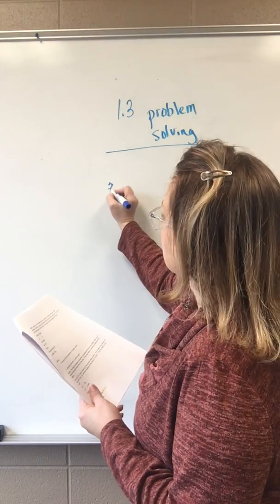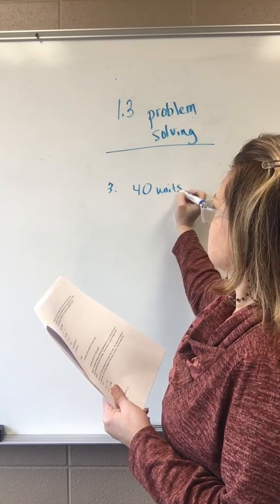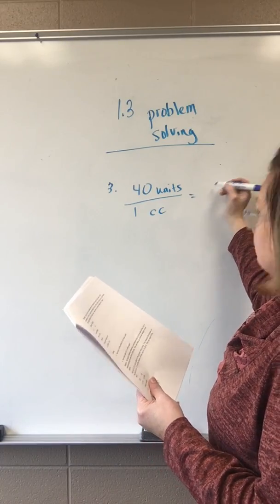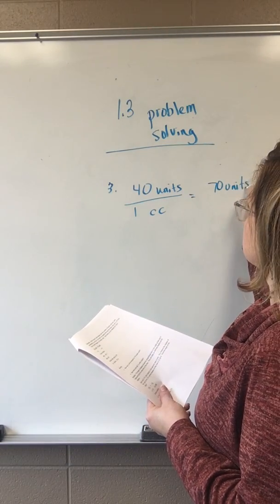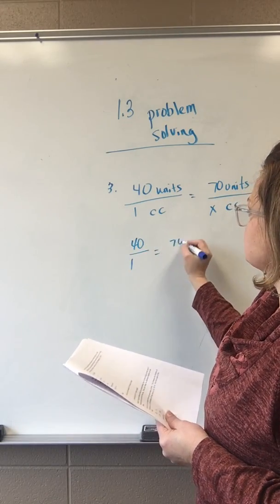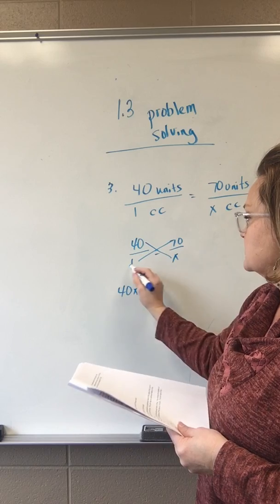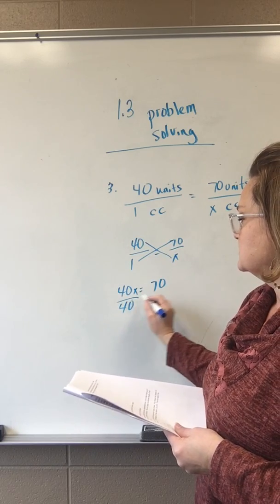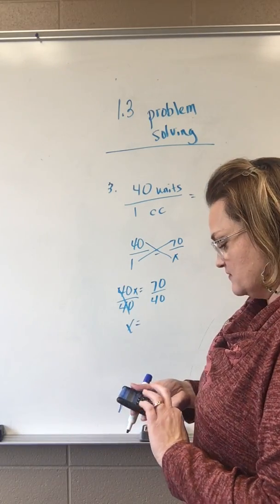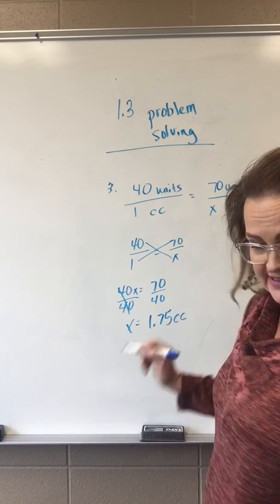I'll keep rolling. On number 3, we know 40 units per 1 cc. And so this patient needs 70 units. So let's see, 70 units is how many cc's? So that's 40 is to 1, as 70 is to x. You will then cross multiply and have 40 times x equals 1 times 70. Divide out the 40. And that will be, let's see, 70 divided by 40. Your answer there should have been 1.75 cc's.